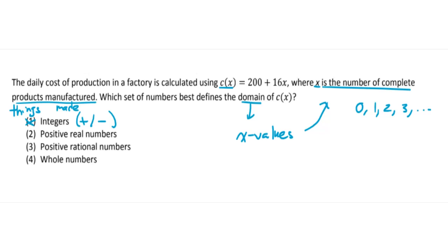Rational numbers are our fractions and decimals, which if we're talking about whole things being made, right, we can't have that. Real numbers also include fractions and decimals and integers and all of these all together. So again, cannot include real numbers. So my correct answer is whole numbers. So like 0. Whole starts with 0, right? It has a 0 in it, and then it goes 1, 2, and so on and so on. Those are my whole numbers.